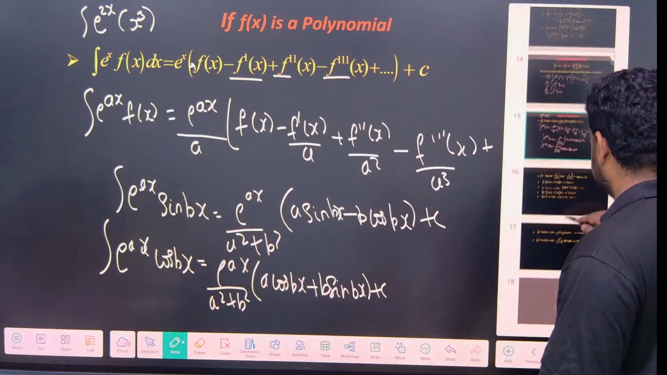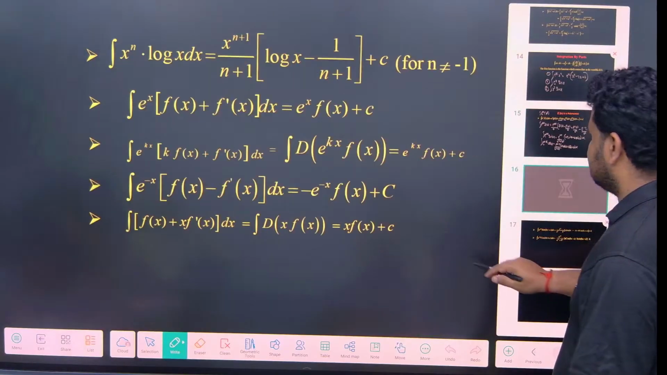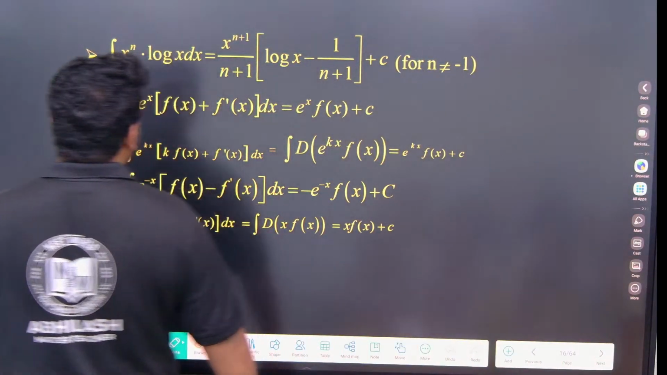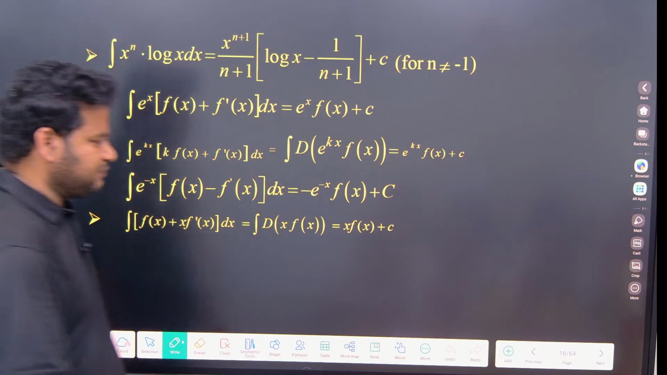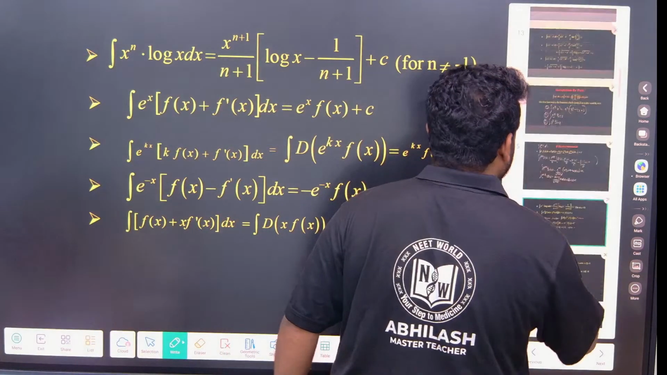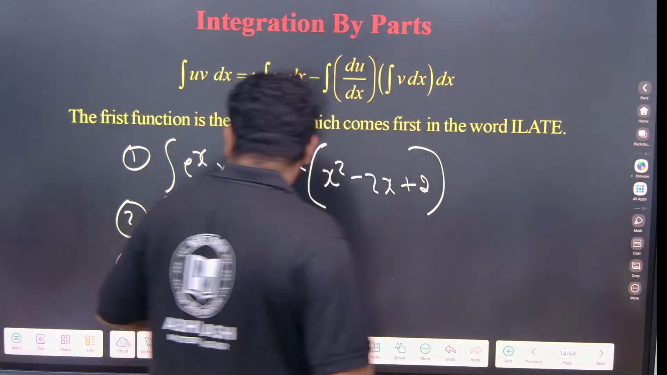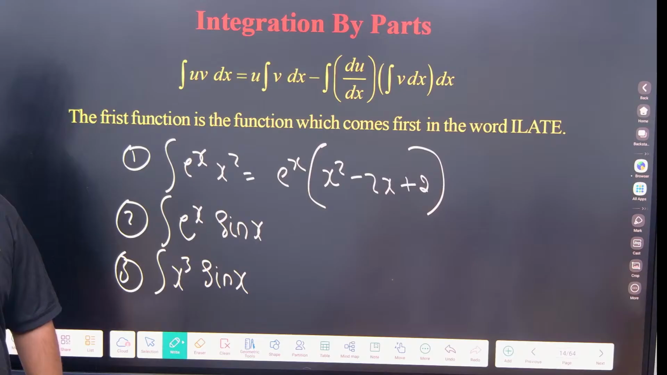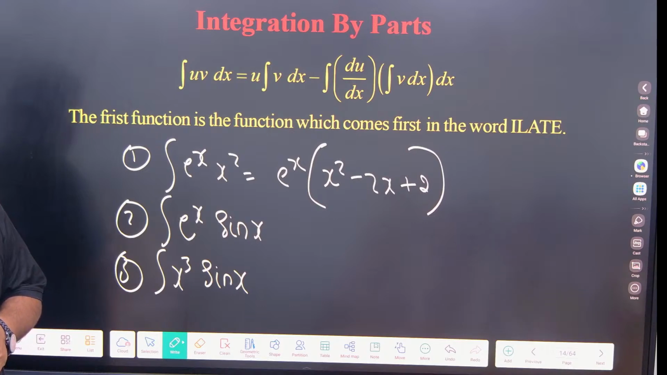Now, anyways, these things we have done. See here, they are giving integral of x power n into log x dx. But one more thing is there, that is polynomial into trigonometric. How to do polynomial into trigonometric? What did I tell you?